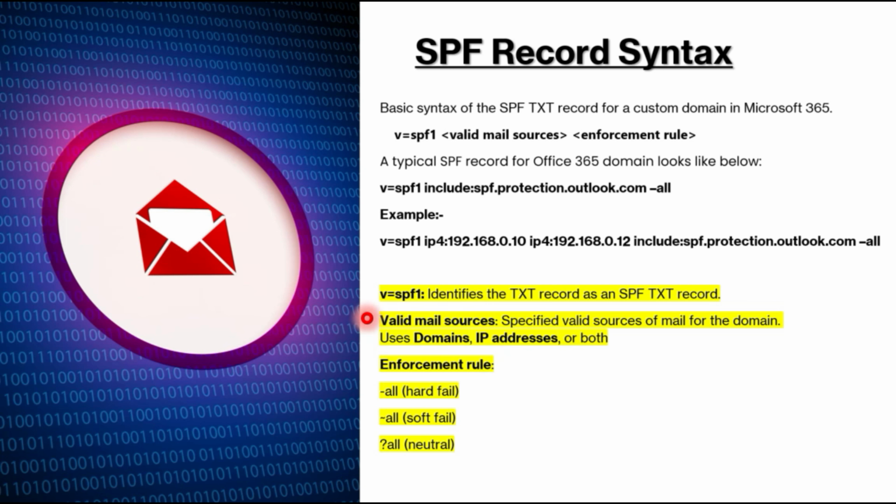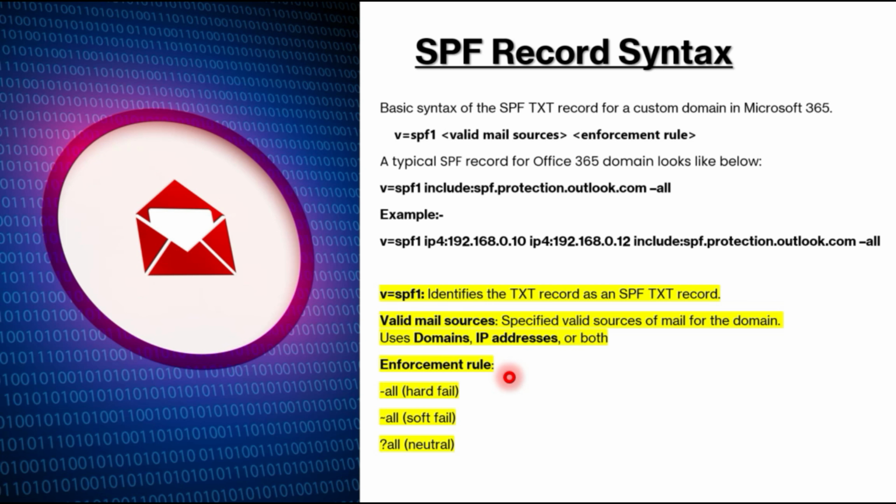spf.protection.outlook.com -all, where v=spf1 identifies a TXT record as an SPF TXT record. And the valid mail sources can be a set of IP addresses for an application or a third-party email server, or domains that will be leveraged to send on behalf of your domain. And then we have the enforcement rule. So enforcement rules are of three types. The first one is -all, or we call it hard fail.